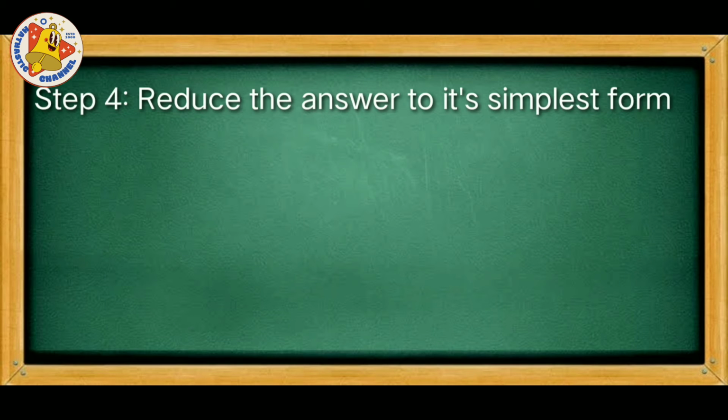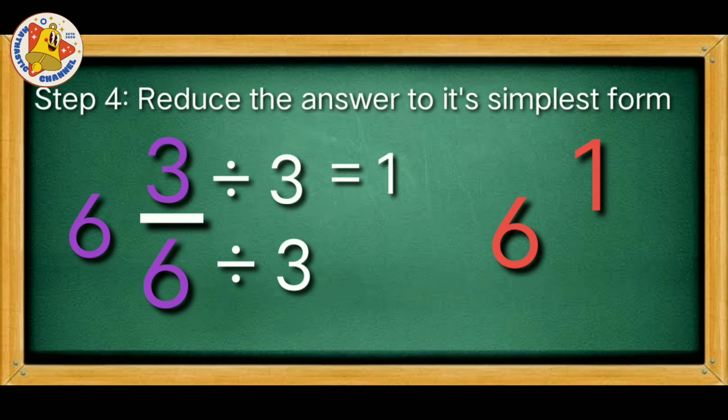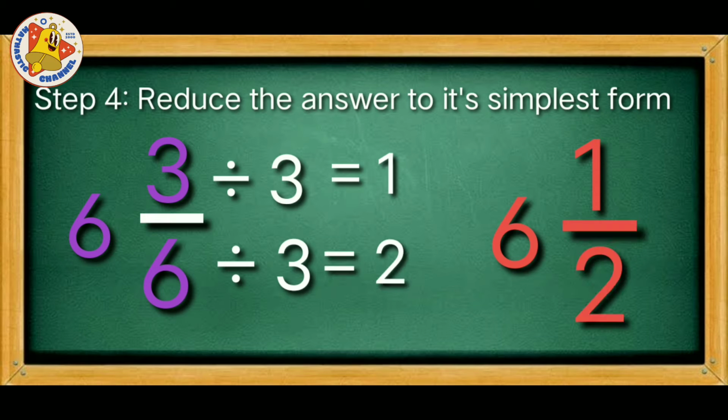Step 4 is to reduce the answer to its simplest form. Divide the numerator and denominator by their common factor, which is 3. Copy first the whole number, which is 6. Then divide the numerator. 3 divided by 3 is equal to 1. Then divide the denominator. 6 divided by 3 is equal to 2. Our final answer is 6 and 1/2.